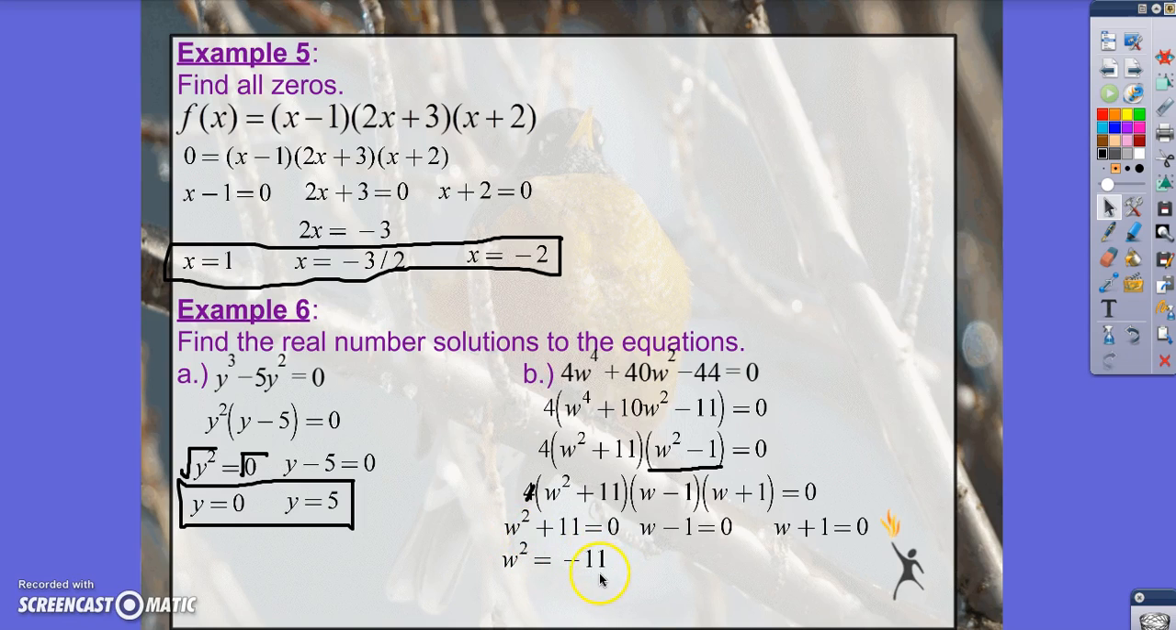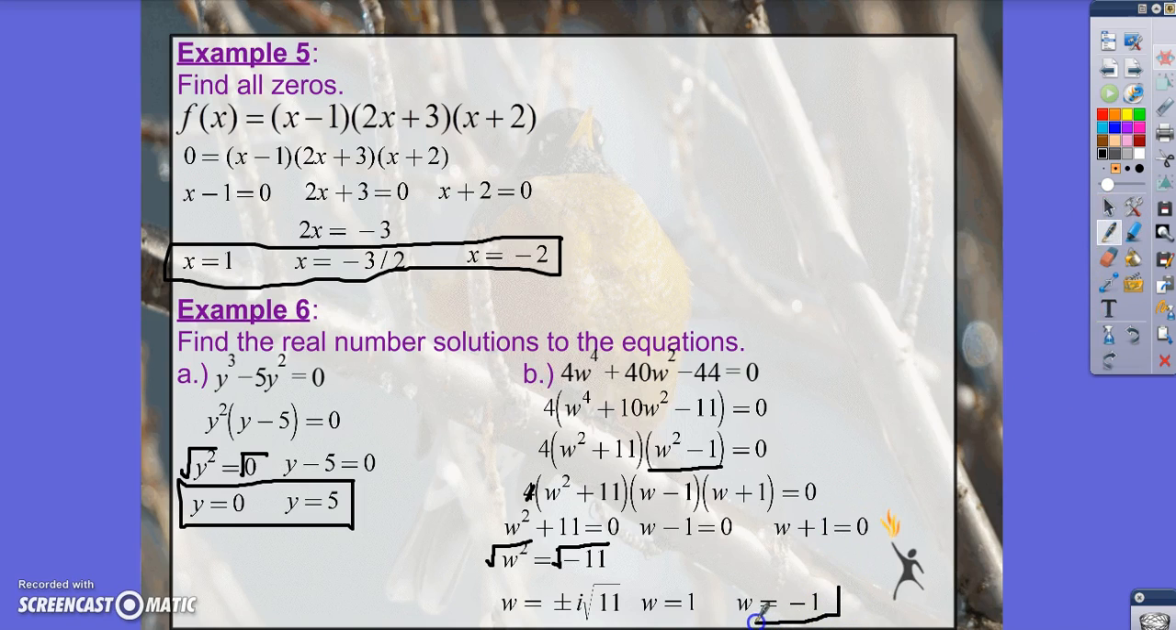This will be w squared equals negative 11. Take the square root of both sides. Don't forget with this one, what happens when we take the square root of a negative number? Think back to chapter 4. First of all, it's a plus minus, and the negative comes out as an i. So you get plus minus i root of 11. This will be 1, this will be negative 1. Now, that will be our answer.